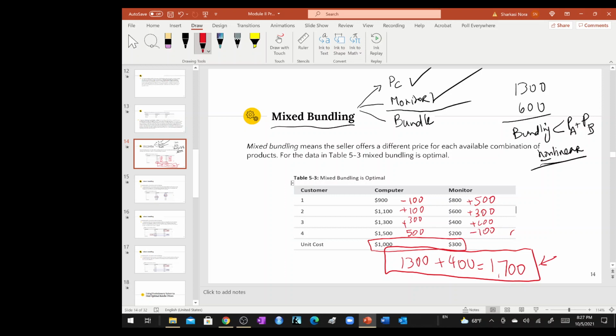Is it less than the computer alone and the monitor alone? I think yes, because the monitor alone is 600, the computer alone is 1,300. Summing this together will yield 1,800 as a total price. So if you buy them together, you're gonna have to pay only 1,700, which is $100 less. So this is how to verify that you are on the right track. Let's imagine, okay?